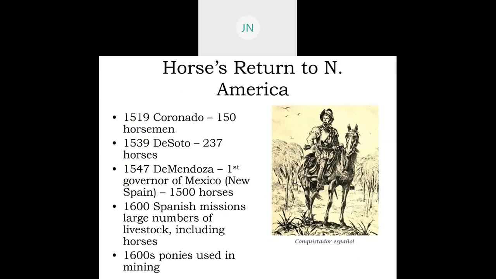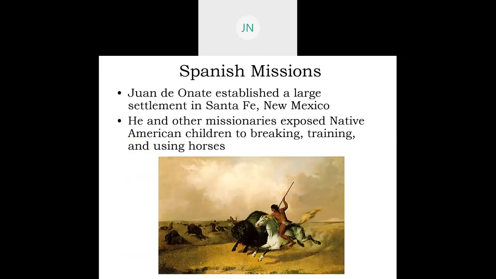In 1539, De Soto brought 237 horses. And then de Mendoza in 1547 was the first governor of Mexico, or what it was called then, New Spain, and he had 1,500 horses. So he was a very wealthy man. Wealth could be measured in horses, so of course he was tremendously wealthy. In the 1600s, Spanish missions had a large number of livestock, including horses. And in the 1600s, ponies were also used in mining, like our little Shetland friends.